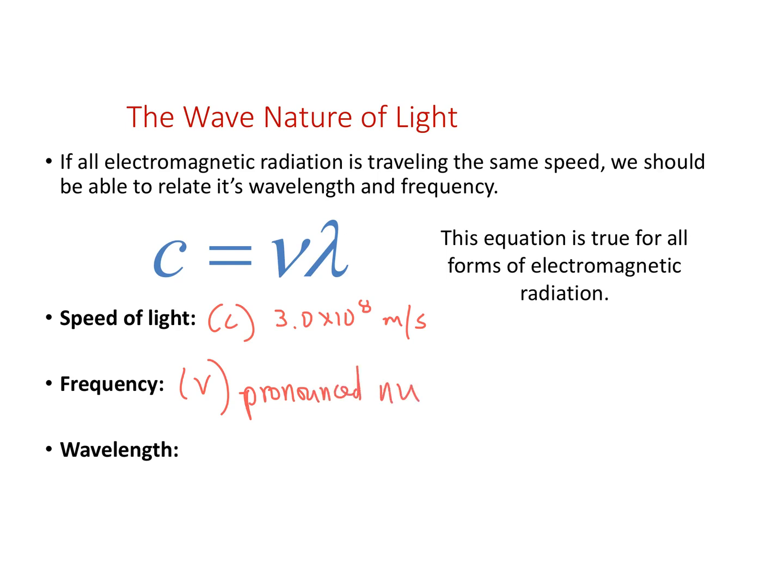And lambda is our wavelength. This equation is true for anything on the electromagnetic spectrum. This equation is true for X-rays, visible light, TV waves, radar waves, radio waves. All of them are moving the same speed, so we can relate the frequency and wavelength of that electromagnetic spectrum.